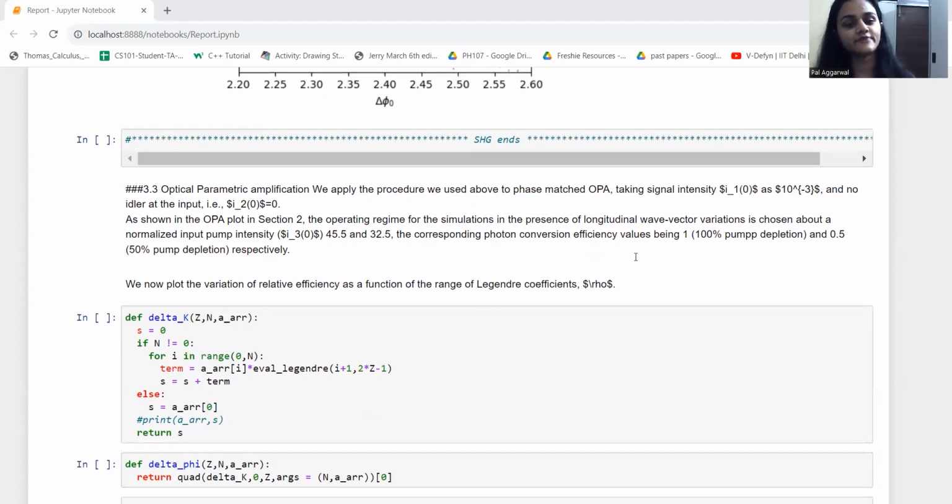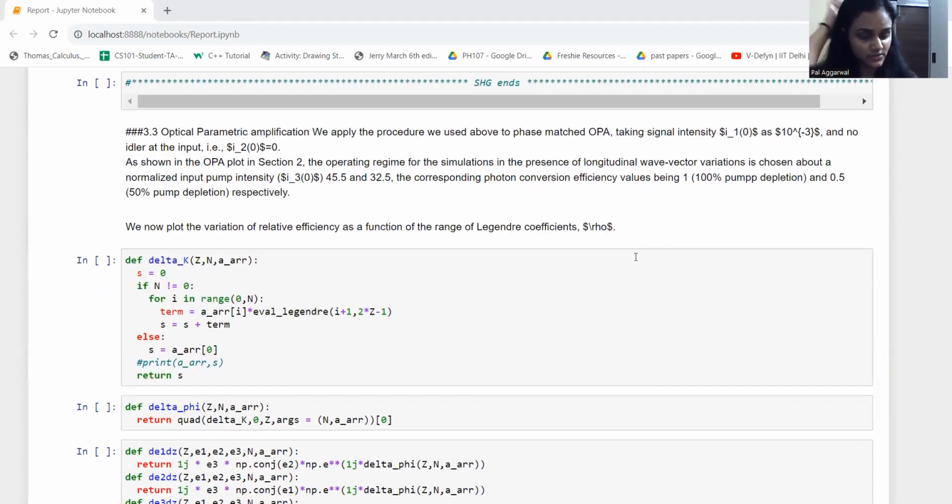In this case, we have considered the variation for these 2 points, and let us start with the first graph, which is the variation of relative efficiency with rho. Just to remind ourselves, rho is the extent, or the maximum value, of the Legendre polynomial coefficients. So basically, we'll be drawing the Legendre polynomial coefficients from a uniform distribution from minus rho to rho.